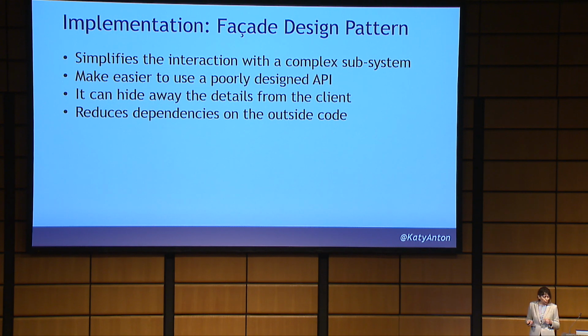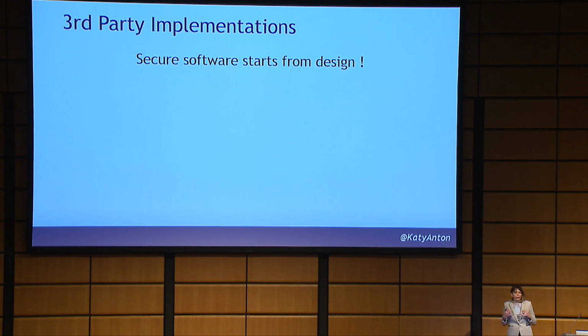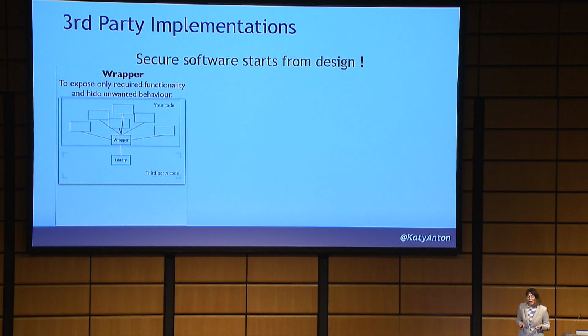So if we are to recap, when you start working with your software, the security of your software starts from the design, from the point when you have chosen how to implement a certain component into your software. For simple libraries, where you just need to expose into your software a subset of functionality from the entire set of functionality, you can use a simple wrapper.